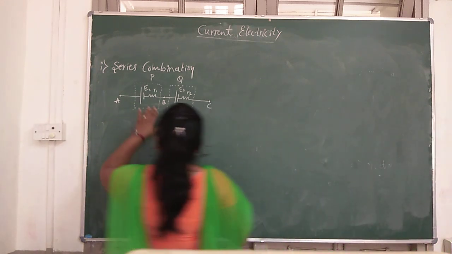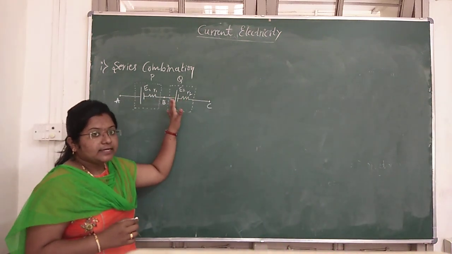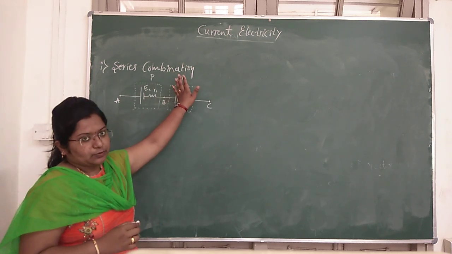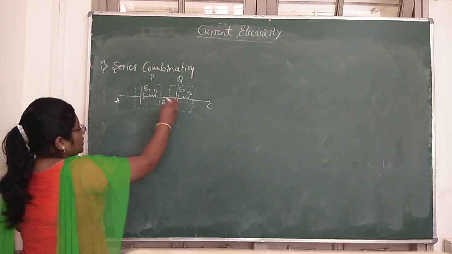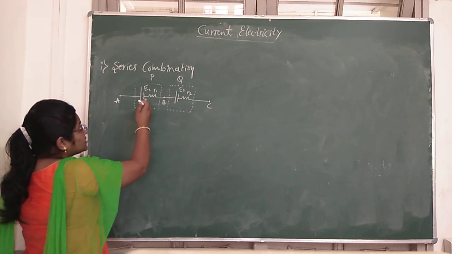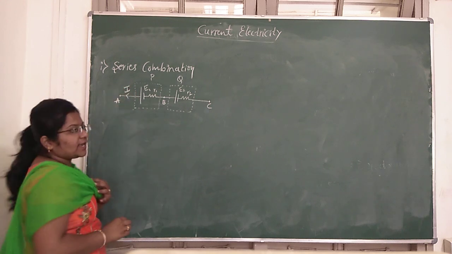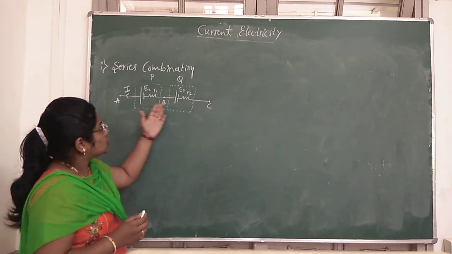So R1 and R2 are the internal resistances of the cells P and Q respectively. Now in this combination, the current sent by these two cells be I. I is the current sent by these two cells.